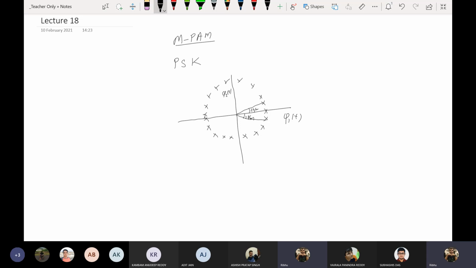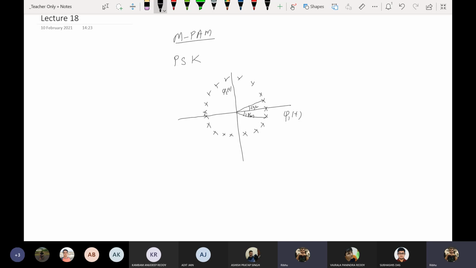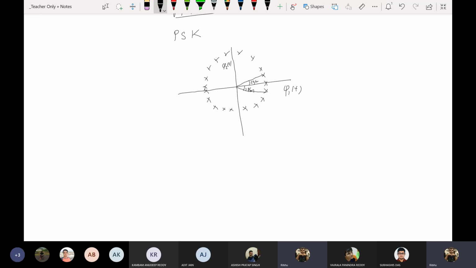This makes sense, or not? This is MPSK, right? So one thing that we notice is that the probability of error or the constellation is symmetric.